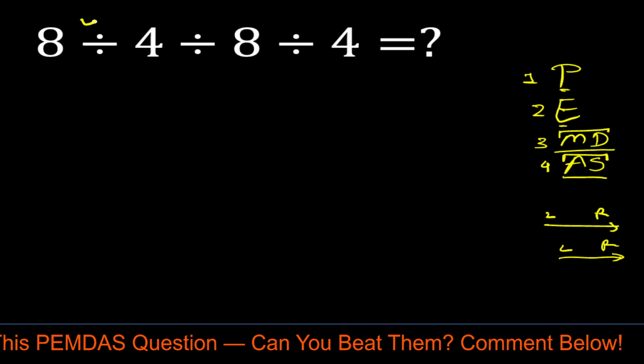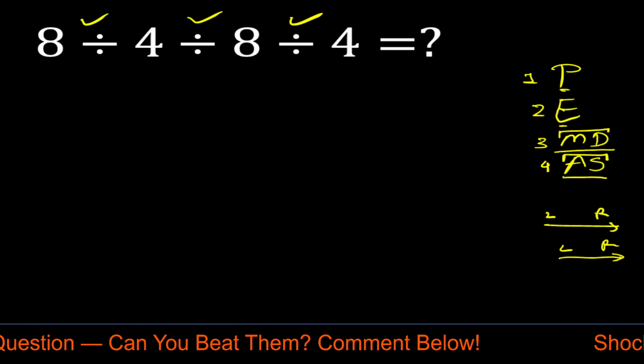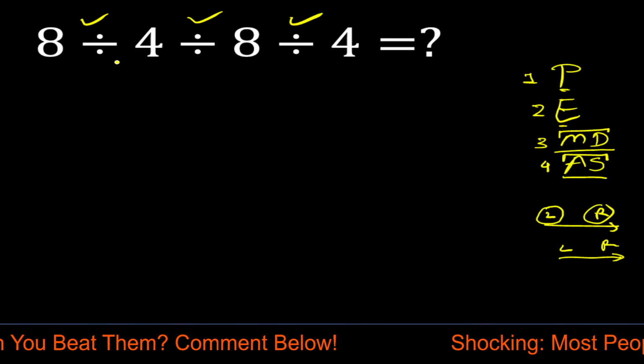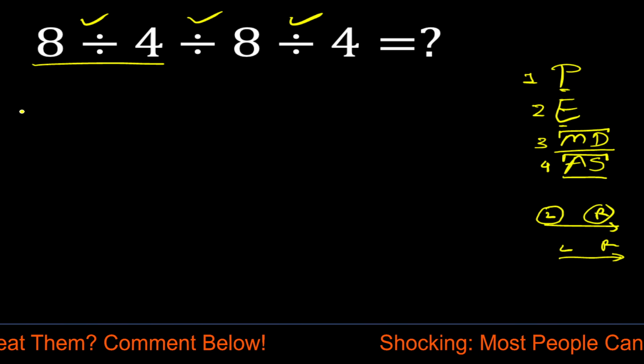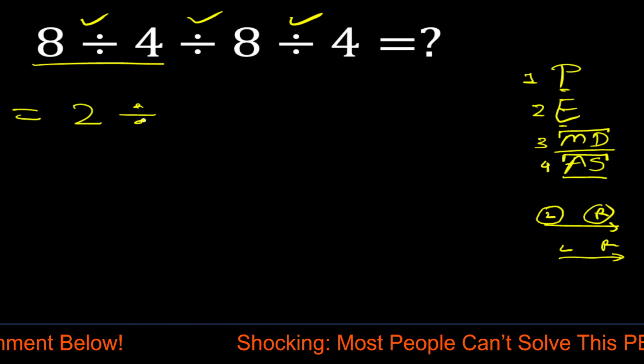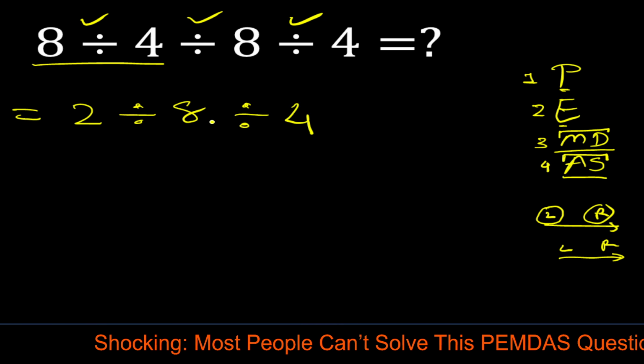So in this question here we have division, here division and here division. And all have equal priority. So we have to solve it from left to right. So first we have to solve this division, right? So 8 divided by 4 is equal to 2. Then 2 divided by 8 divided by 4, right?